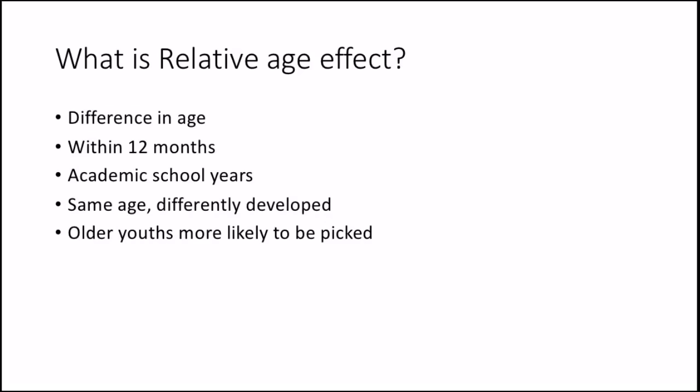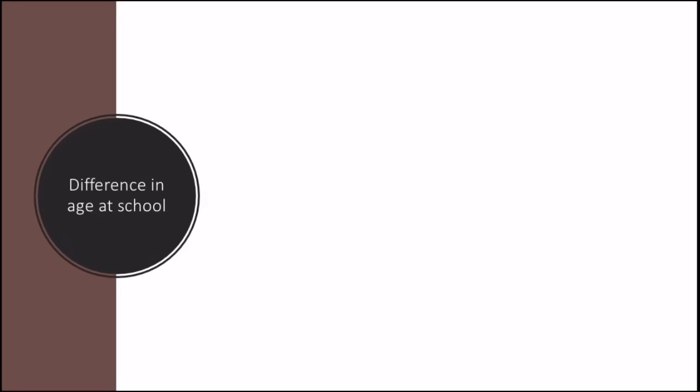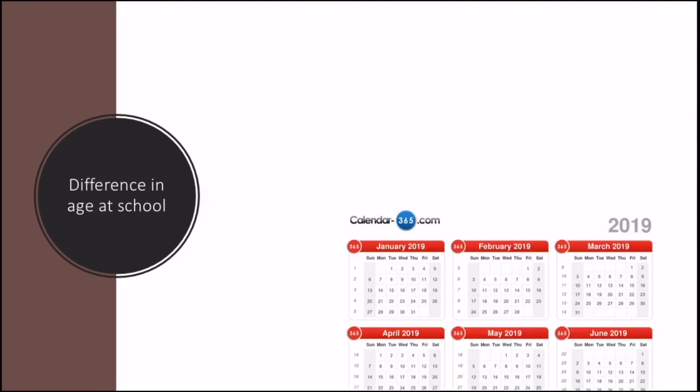It is more or less when the students or athletes are the same age, however they're differently developed due to the gap in when they were born. And the older youths are more likely to be picked for team sports as they are usually more developed. The difference in age at school.